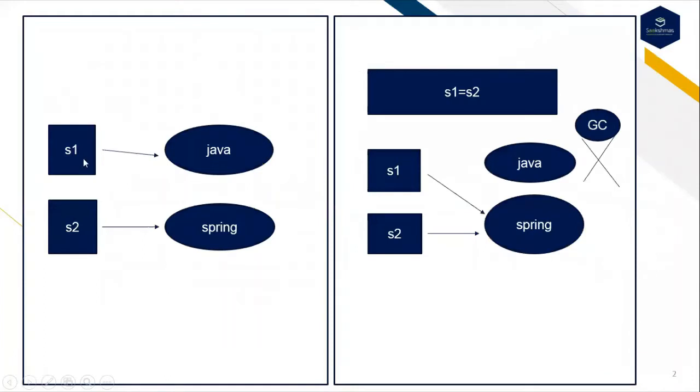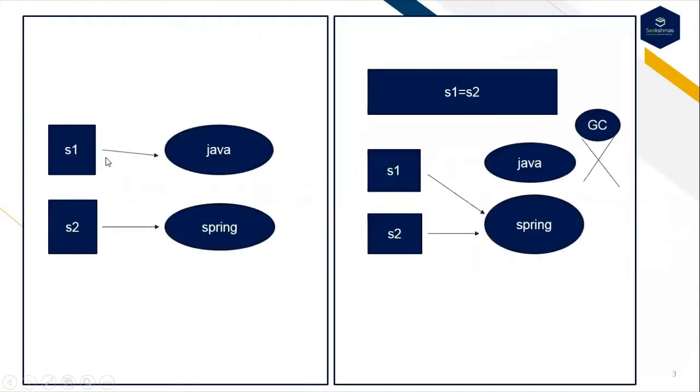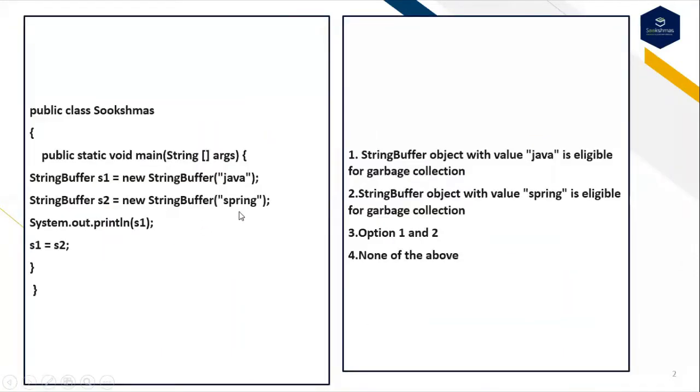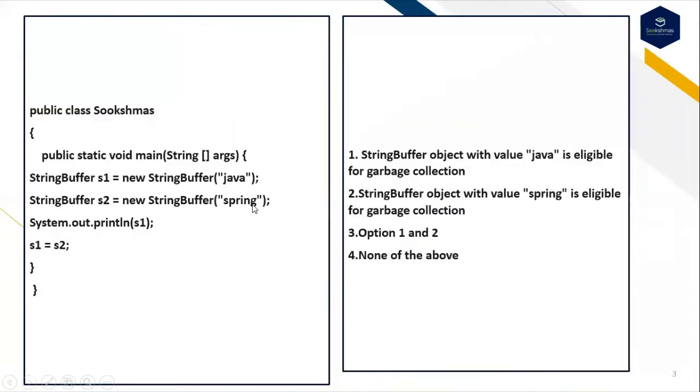Take this example. I have created the StringBuffer object with the value Java, and S1 is the reference pointing to Java. I have created one more StringBuffer object with the value Spring, and S2 is pointing to Spring. Then after that, I'm performing the simple assignment operator, where S2 is assigned to S1. This is the simple assignment.